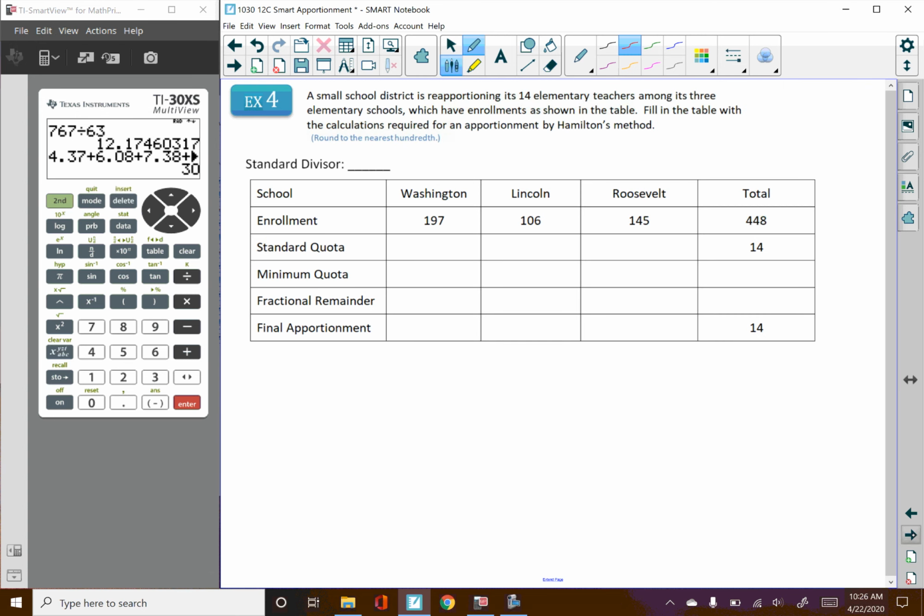So we're going to do an apportionment here. A small school district is reapportioning its 14 elementary teachers among its 3 elementary schools. And the enrollments for the 3 schools are shown in the table. We're going to fill in the table as we do our calculations to apportion it by Hamilton's method. And on your homework, on some of the problems, it will have you enter in all of this data that we're figuring out on the table. So the first thing we need to calculate is the standard divisor. So remember, that's total population divided by the number being apportioned.